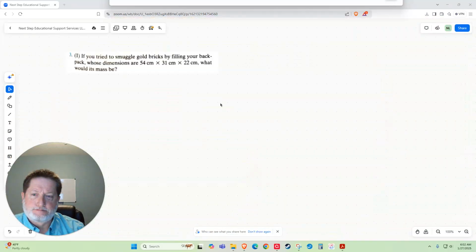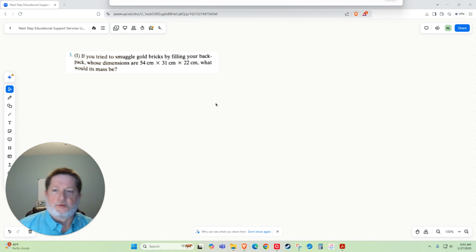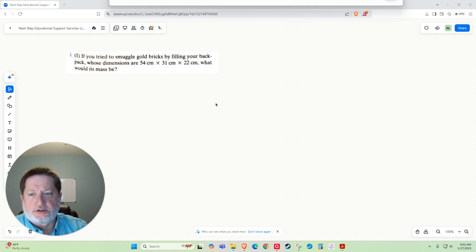Okay, this is Giancoli AP Edition, 7th edition. We are in Chapter 10, Fluids, working on problem 3 today. That problem reads, if you tried to smuggle gold bricks by filling your backpack, whose dimensions are 54 centimeters by 31 centimeters by 22 centimeters, what would its mass be?